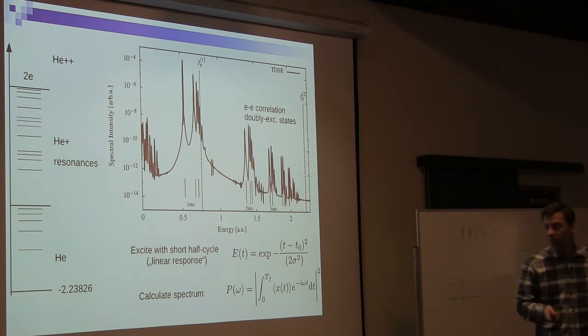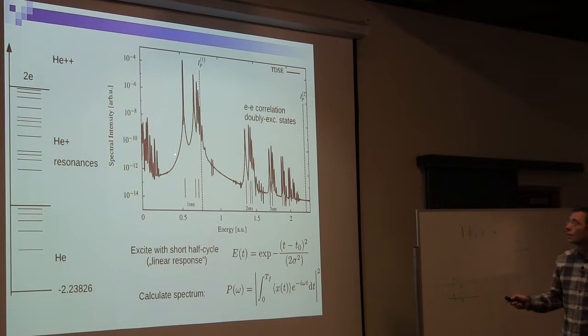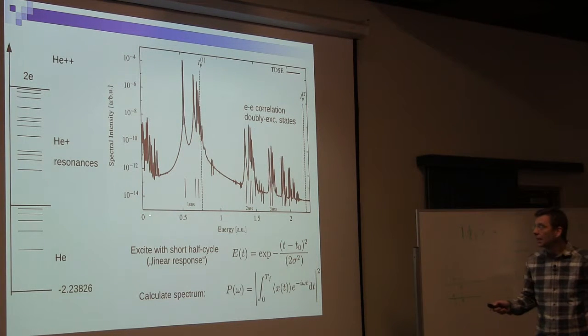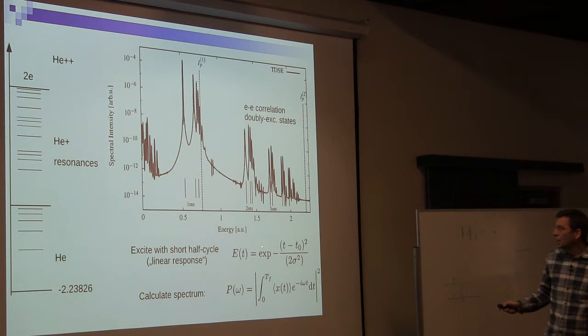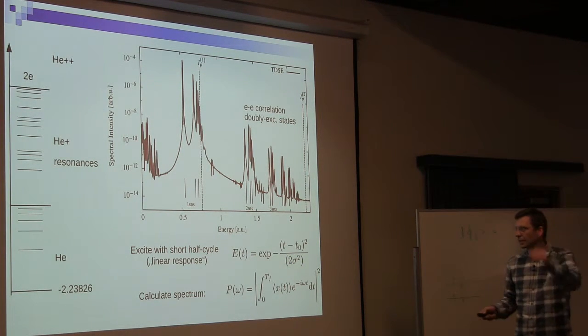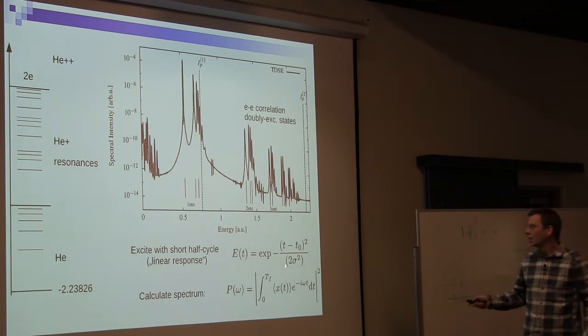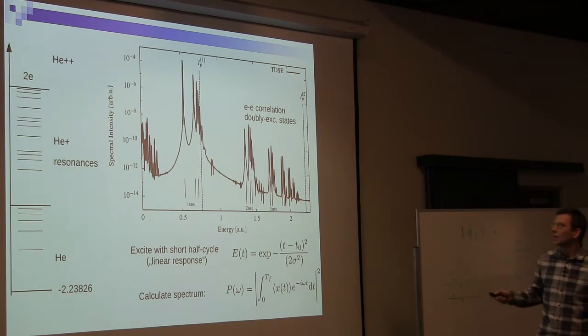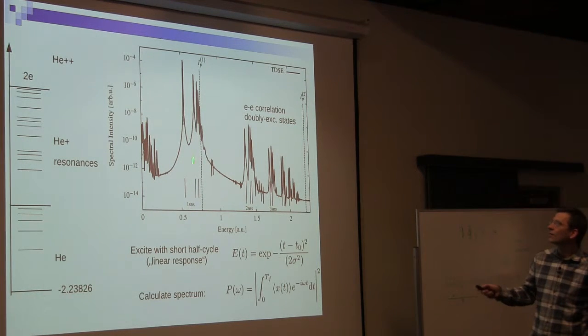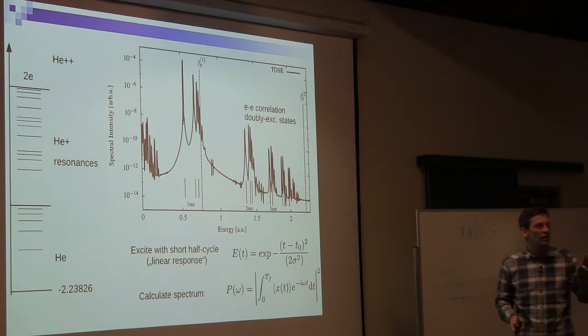Let's look at the physics of how this works, because now there is some physics in it. Here we took again helium and calculated the spectrum. This is the energy and this is the spectral intensity. For this test calculation, we just took a Gaussian pulse, a short half-cycle pulse, to excite everything, and then we calculate the dipole and take the Fourier transform. This is the response of the system. And what you see here is that you have some excited states, you have the ionization potential, and you have some doubly excited states for n equal 2, some doubly excited states for n equal 3, and so on and so forth. This is the TDSE result.